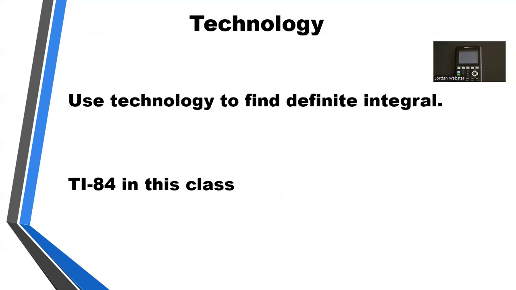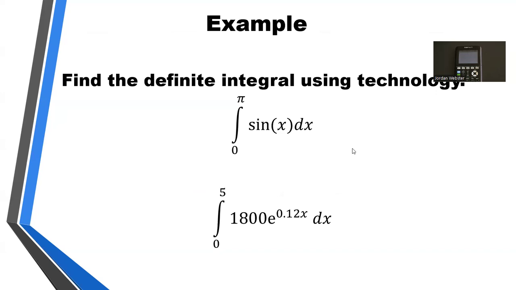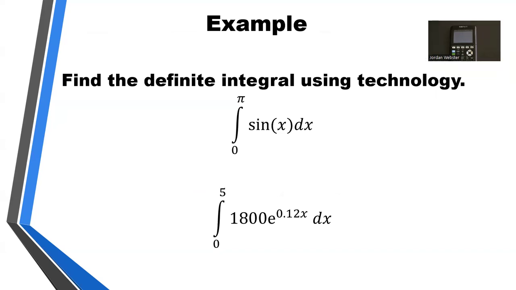also use technology. And in this class, in my class, I use the TI-84 quite often. So I'm going to show you how to do that with a couple of examples that we have here. So let's find the definite integral using the technology of the TI-84. We're going to integrate sine from 0 to pi, and then we're going to integrate 1800e to the 0.12x from 0 to 5. We'll do those two first.